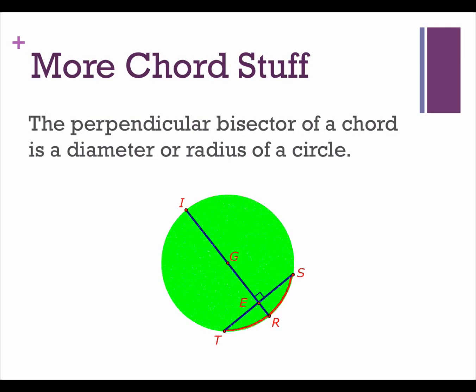I think I got a picture for this too. Same picture. The perpendicular bisector of a chord is a diameter or a radius of the circle. So it's the converse of what we just did. The other one said I've got a radius that's perpendicular to the chord, then it's going to cut each of those in half. This one says if I've got a chord and I have the perpendicular bisector, it must pass through the center of the circle, which makes it a diameter or a radius, depending on how far you want to extend it. So you've got a bunch of isosceles triangle things going on there.